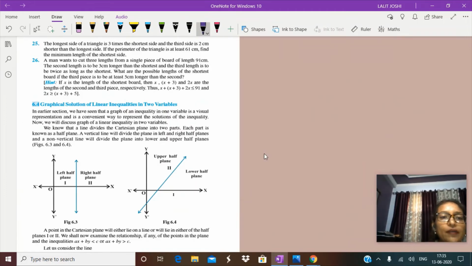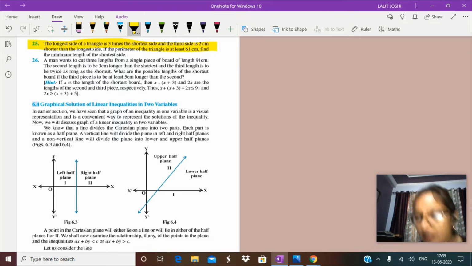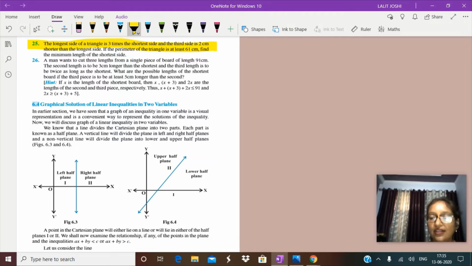Moving on to question number 25. Let me highlight the question. The question says the longest side of the triangle is 3 times the shortest side. So the longest side is 3 times the shortest side.